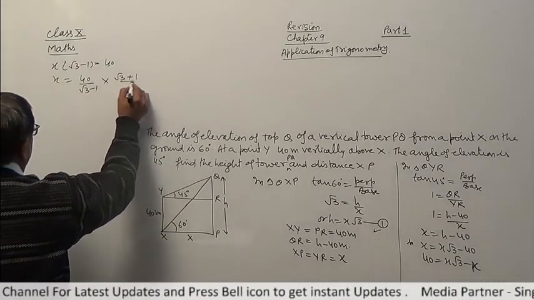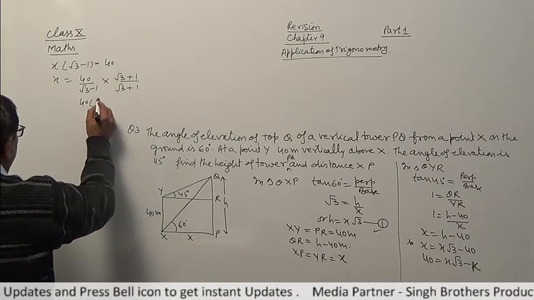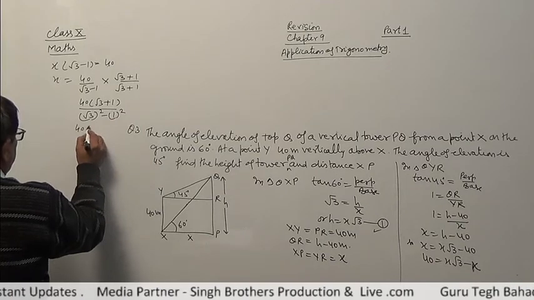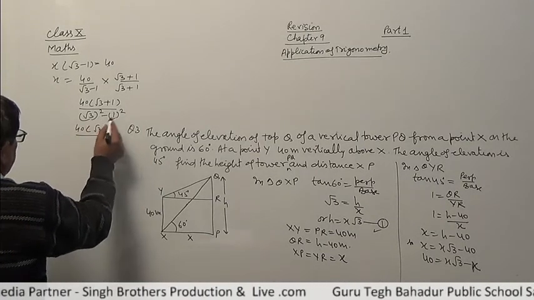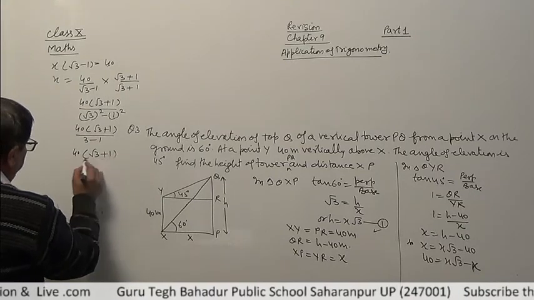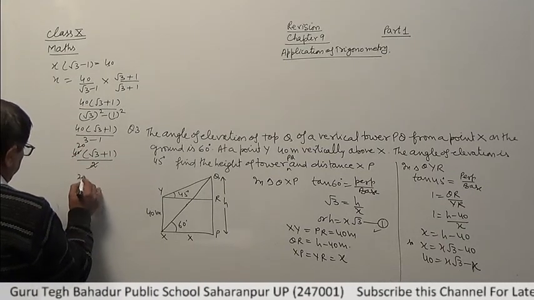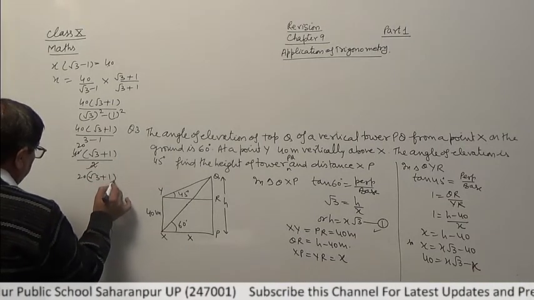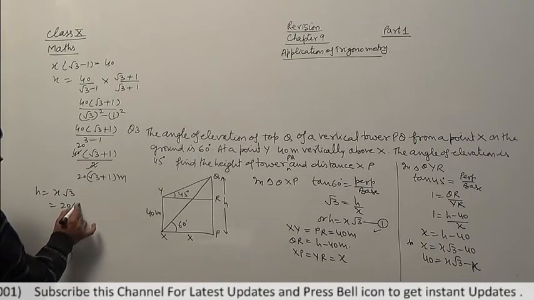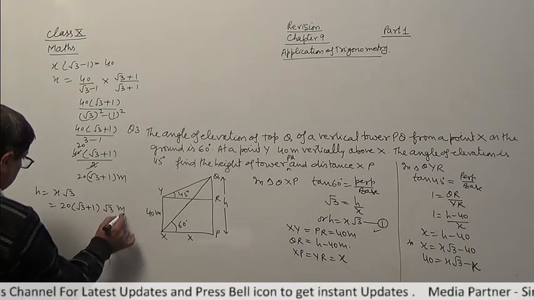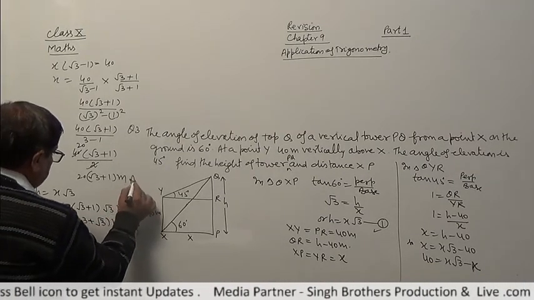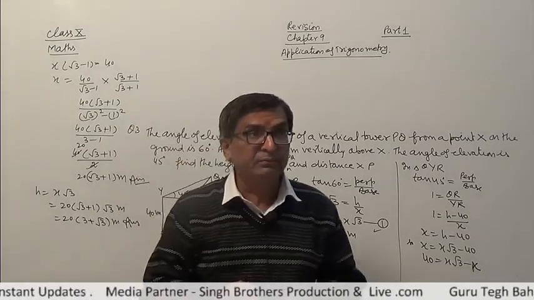Multiply and divide it by the conjugate. 40 root 3 plus 1, that is root 3 square minus 1 square. 40 root 3 plus 1, that is 3 minus 1. 40 root 3 plus 1 upon 2, 20 root 3 plus 1 meter, and height is x root 3, so it is 20 root 3 plus 1 root 3 meter, or 20 into 3 plus root 3 meter. These are the two answers. Okay.